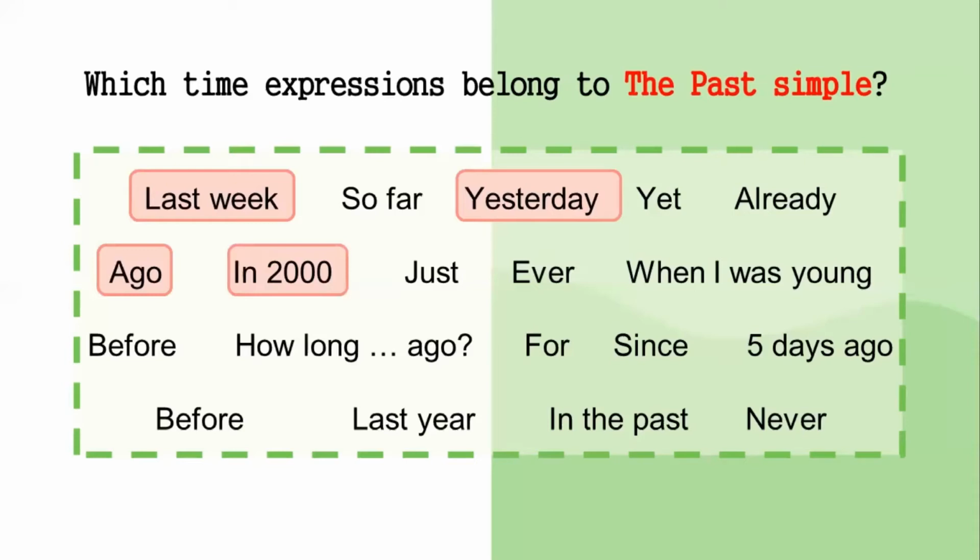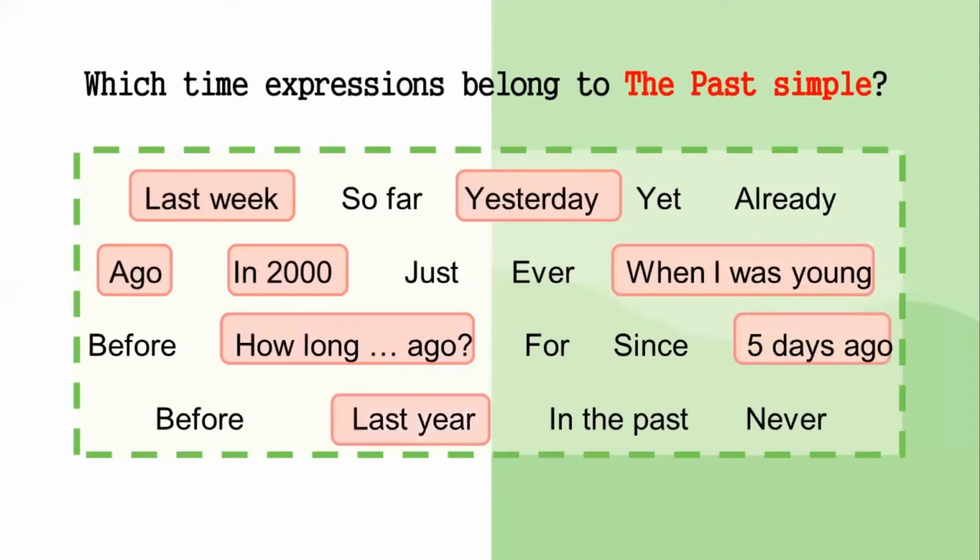5 days ago. Okay, 5 days ago. What else? Last year. Last year. What else? In the past. In the past. When I was young. Yes, when I was young. How long ago? Yeah, it has ago. So these are time expressions belonging to past simple: 5 days ago, last year, and in the past. Thank you very much. You did a great job.